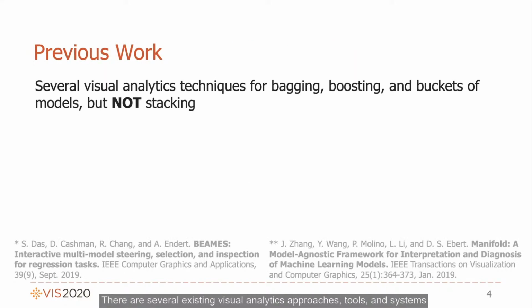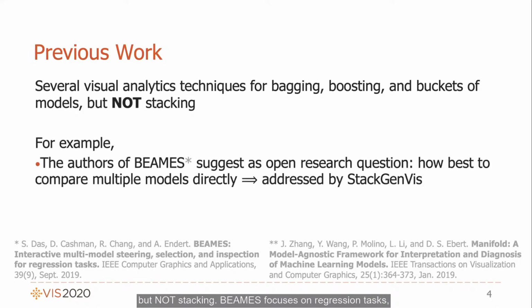There are several existing visual analytics approaches, tools, and systems developed for bagging, boosting, and buckets of models, but not stacking. BEAMS focuses on regression tasks, and it includes 4 learning algorithms and a model sampling technique. The system produces a ranking that helps a user to decide on a model. In our approach, a meta model automatically chooses well-performing models. Interestingly, the authors mention an open question of how best to compare multiple models directly. In our system, we address this challenge with the exploration of a finite space of solutions employing multiple algorithms.